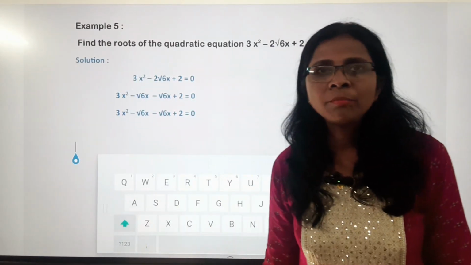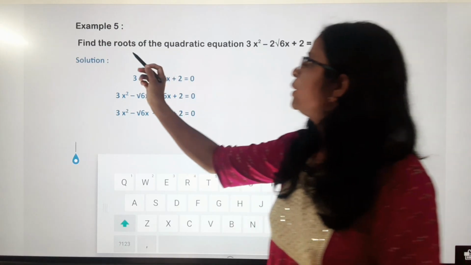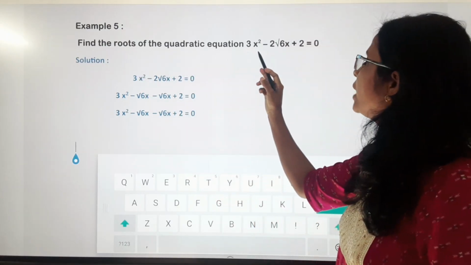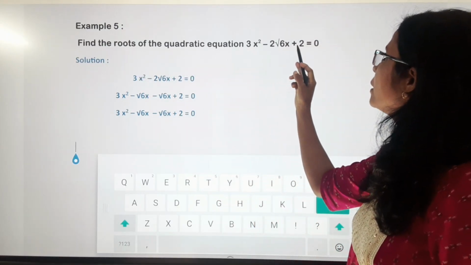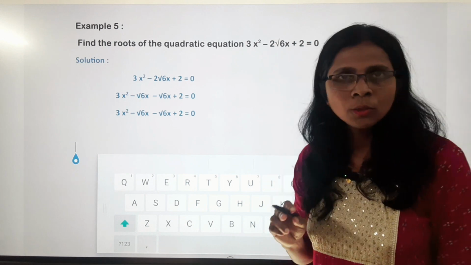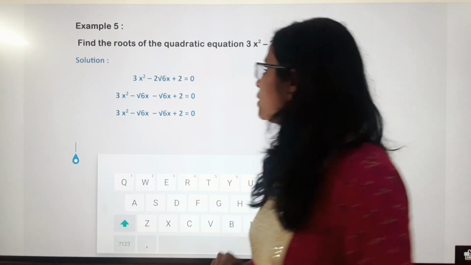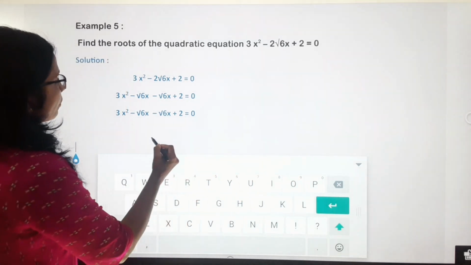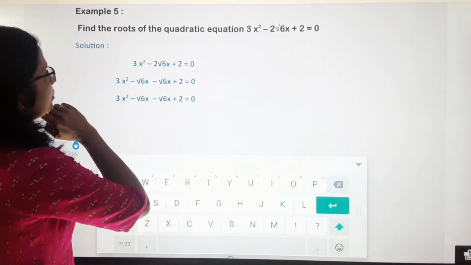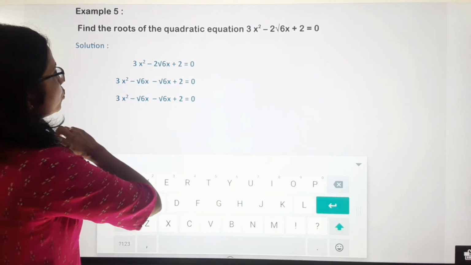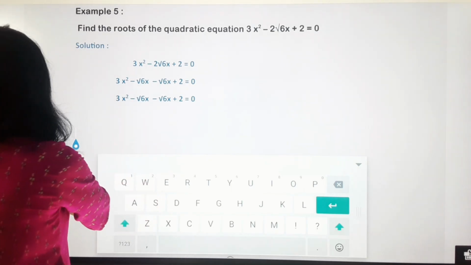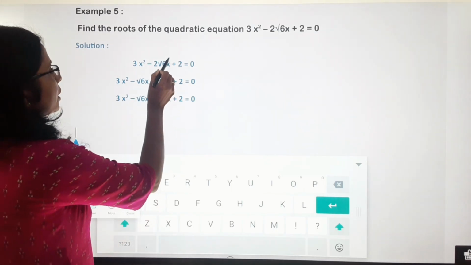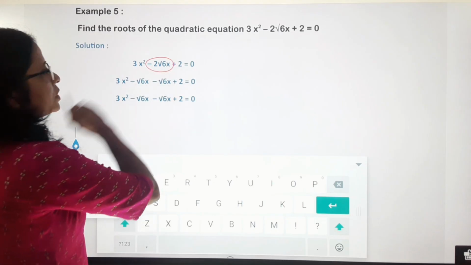Students, now see the next example. Find the roots of the quadratic equation 3x square minus 2 root 6 x plus 2 is equal to 0. Now first, see how to solve it by the middle term splitting method. The middle term here is minus 2 root 6.